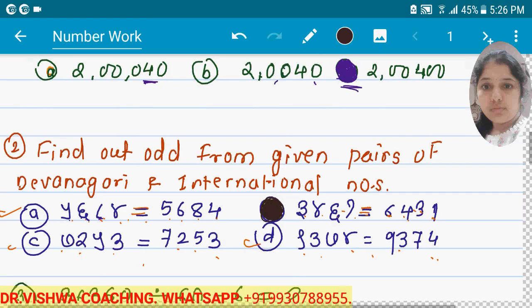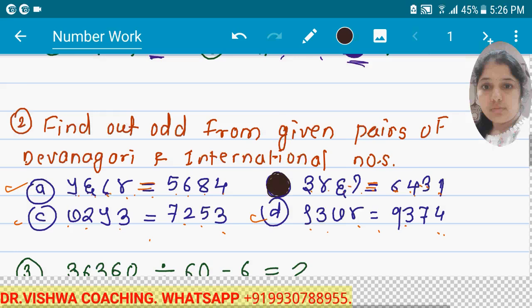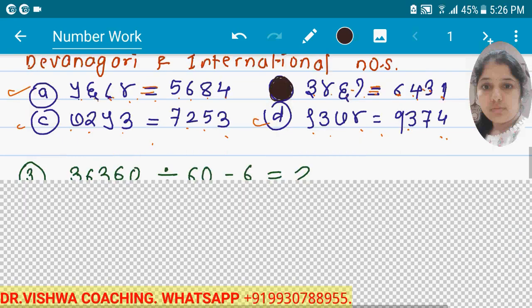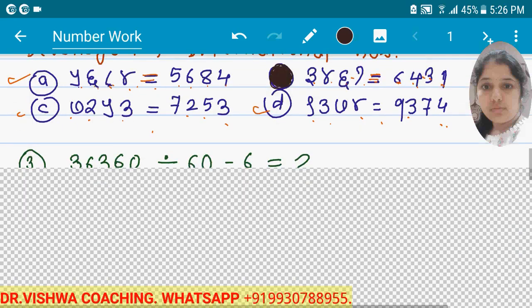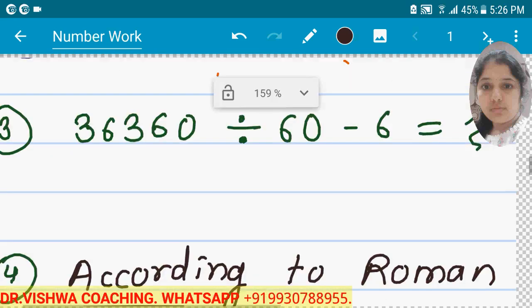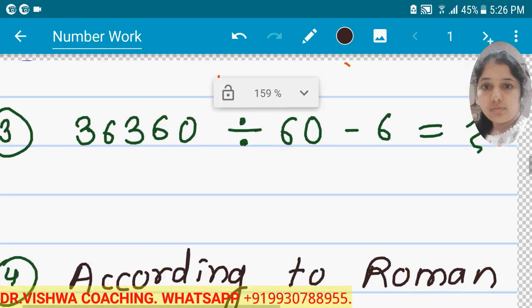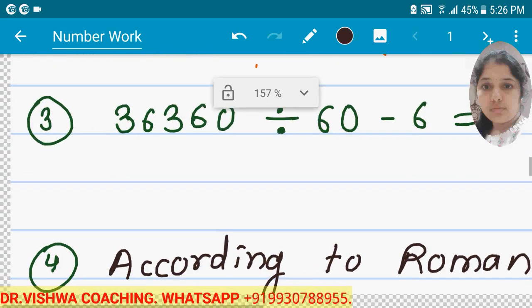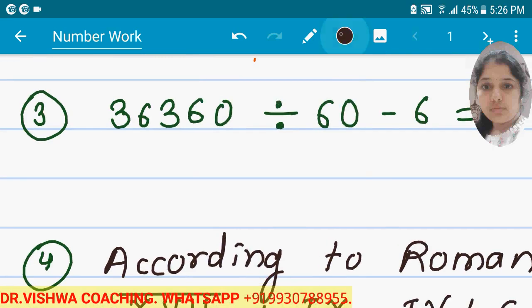Now here you have to solve this equation and choose the correct option. I have not given you the options. I will just explain how to choose which operation you have to do first. Here you have to do two things, division and subtraction. Which do you choose first, division or subtraction? So always choose division first.